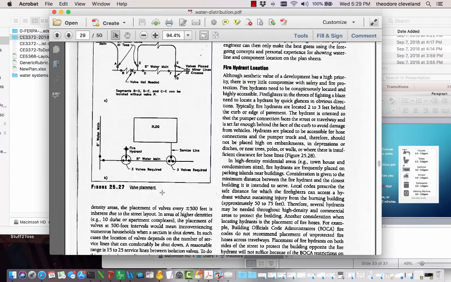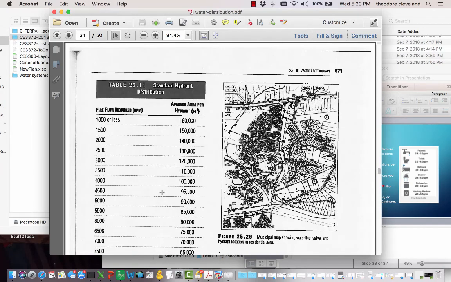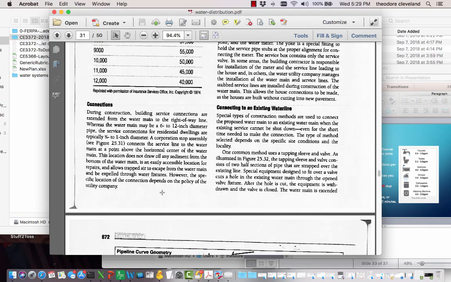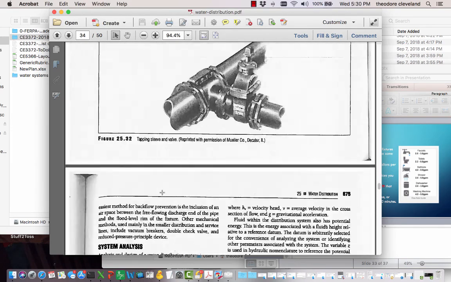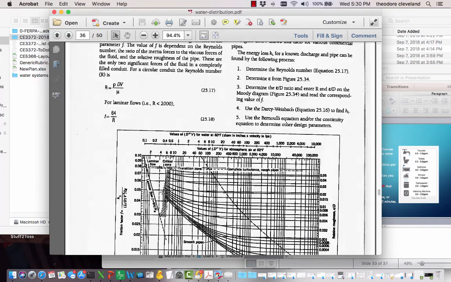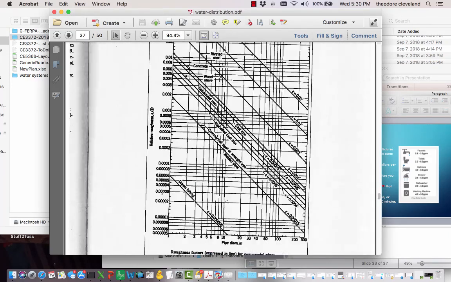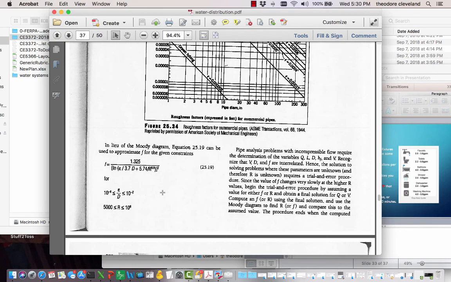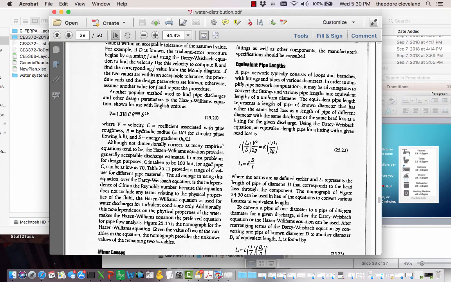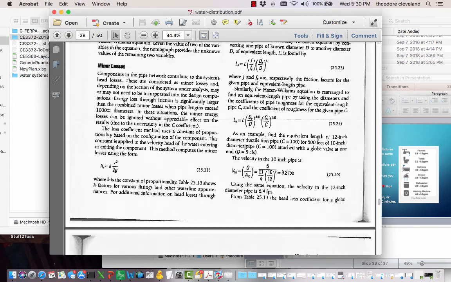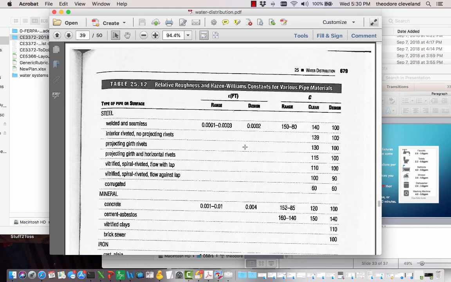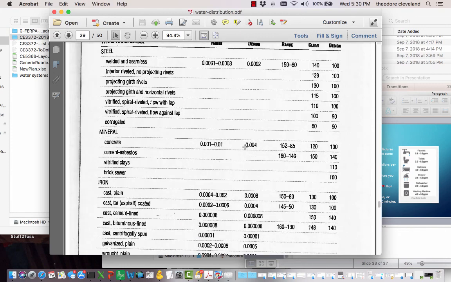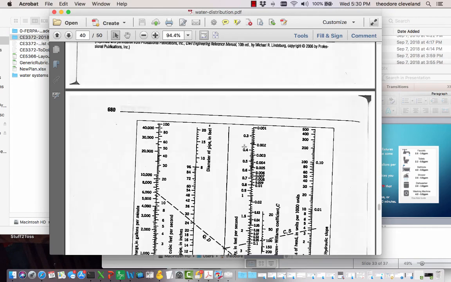Discuss the system layout, fire hydrant location, and very good discussion of a lot of what you'll need to know. Has the Moody chart, but we found an alternative for that. It has the roughness factors for Hazen and Williams application. Introduces the concept of equivalent pipe lengths, which if you're doing computations by hand is often easier than using the kV squared over 2g thing for fittings. You just make the simulated pipe long enough to account for the fitting losses and then solve directly.